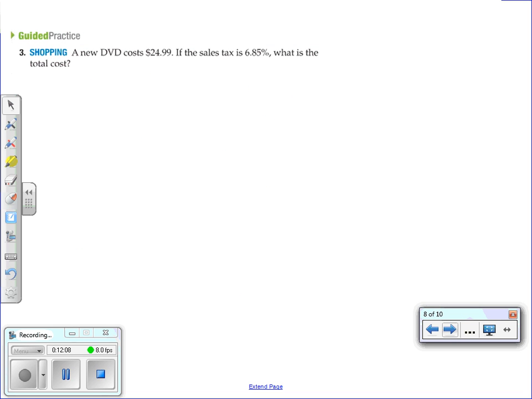Okay, here's a problem for you guys to solve. A DVD costs $24.99 and sales tax is 6.85%. Good luck with that, guys.